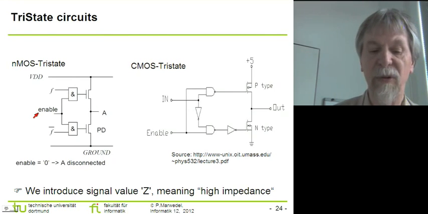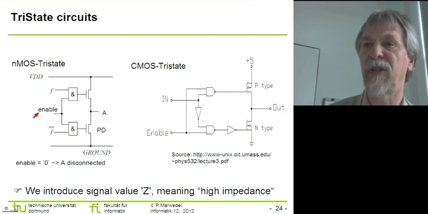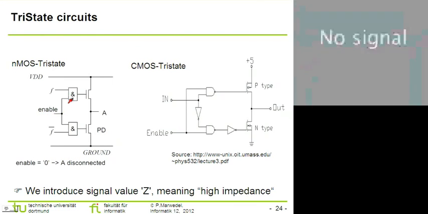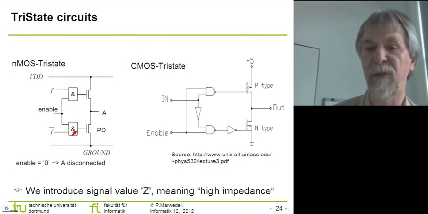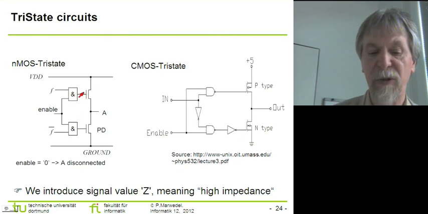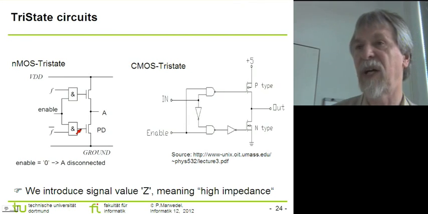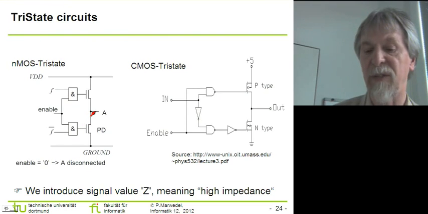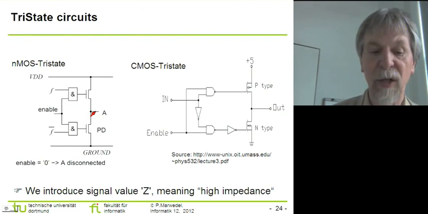Now, there is an additional control signal, an enable signal, and if this enable signal is 0, then both these transistors will provide a 0 at their output, and if both transistors are controlled through a 0 at their gates, they will both be disconnected, and that means this output will be disconnected. Now, this is a so-called NMOS output.